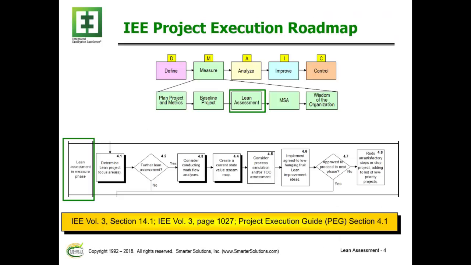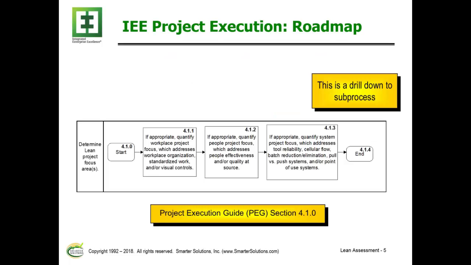So if we look at the overall swim lane that we have put together for lean assessment, you can see various activities of which we'll be talking about during this module. A drill down of the flow is determine lean project focus areas. We want to look at maybe the project workplace, or we want to look at the people, or maybe we want to go in and look at the systems associated with it.